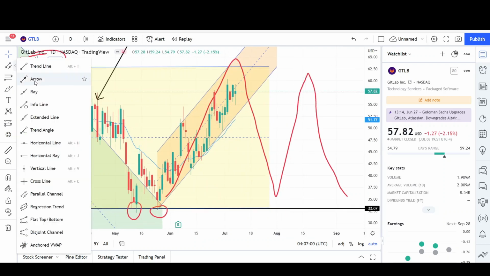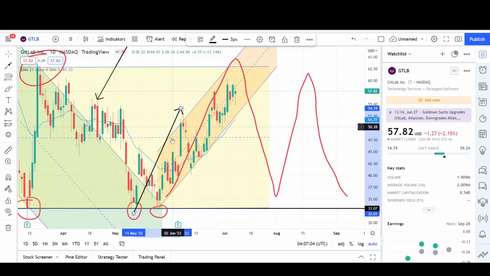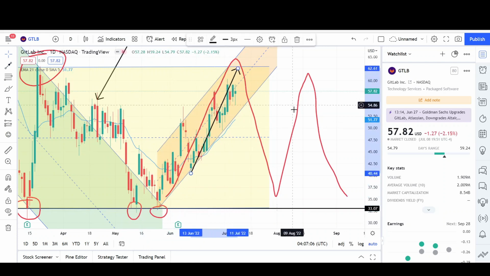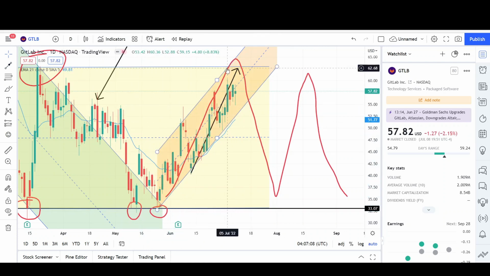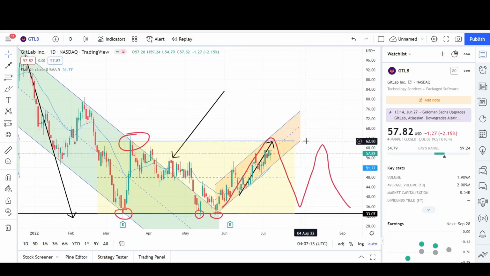I'm looking for higher prices, at least to the higher upper side of the range. This is the first move up right here. This was the second move up, and you can see that there's some confluence. It's right at the top side of the range. So I'm looking for a continuation of this trend.